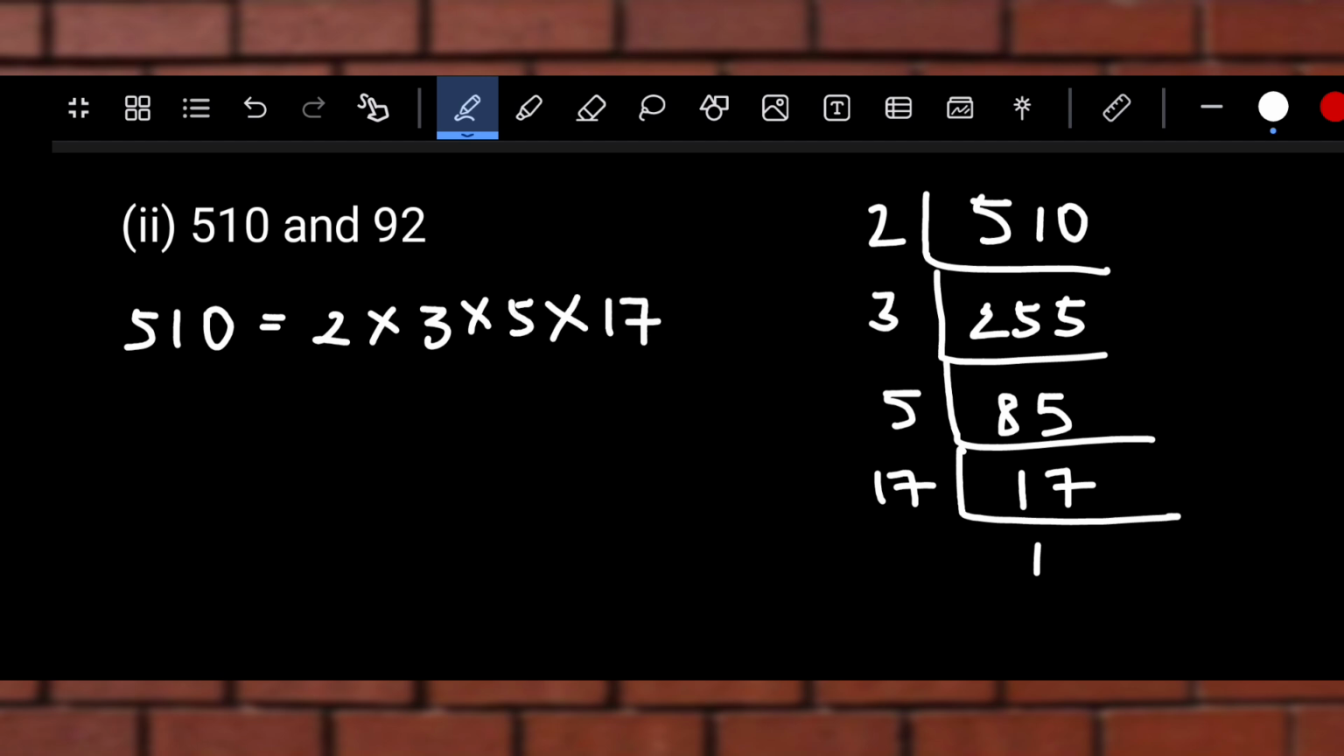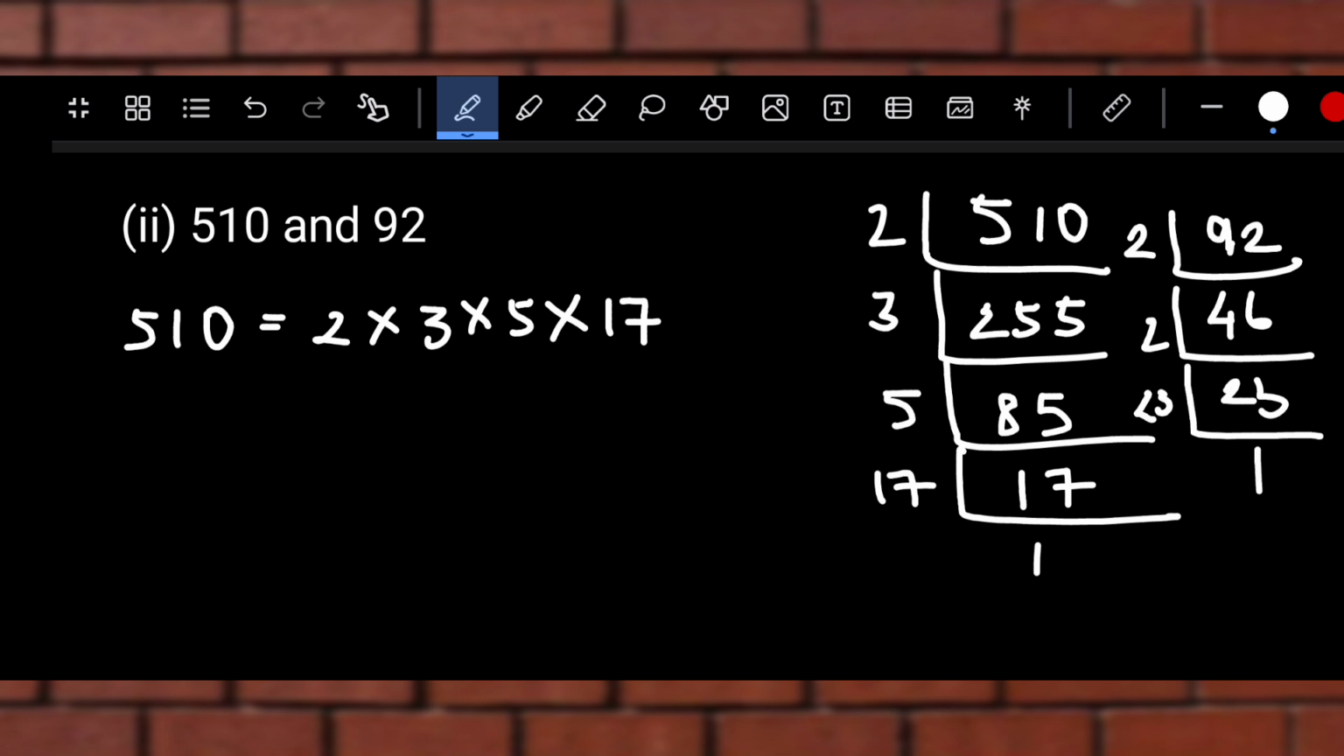Simple. Next, I'll do the prime factorization of 92. 92, the even number, 2, 46. 46 is again an even number, 2, 23. 23 is a prime number. So I'll write 92 is equal to 2 square into 23. Now, we'll compare the two numbers, and whichever number is missing, we'll give power 0 to them. First, I'll just write power 1 for everything. Okay, I've written power 1.